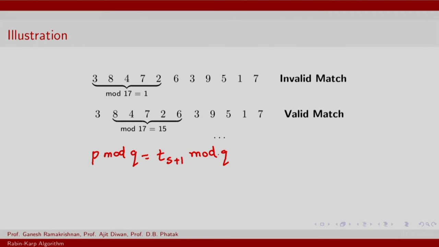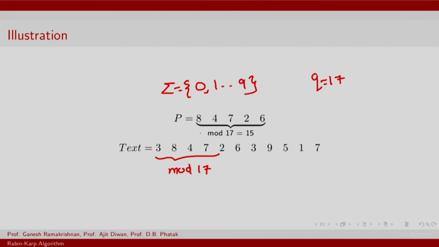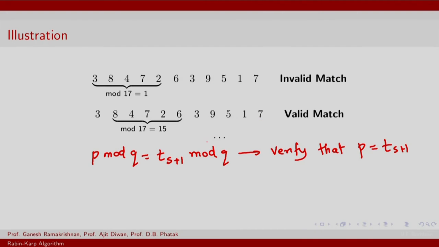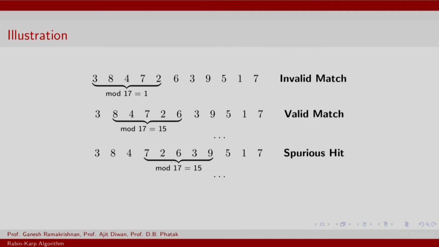Now, does that mean P equals TS plus 1? No. So now you need to verify that P indeed equals TS plus 1. And was this correct? 84726. So that was indeed a valid match. So we flag a valid match. Next, 72639. Well, you get the same mod 17 value here. So we find that P mod Q indeed equals TS plus 2. Well, it's TS plus 3 mod Q.